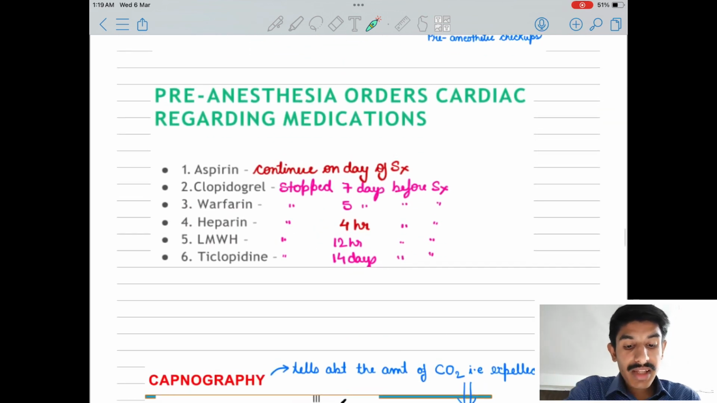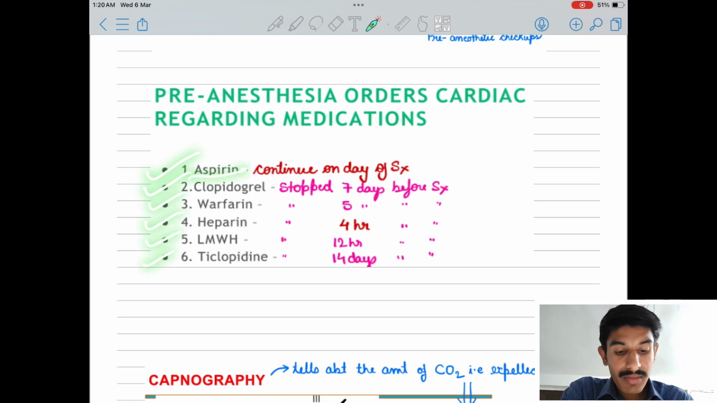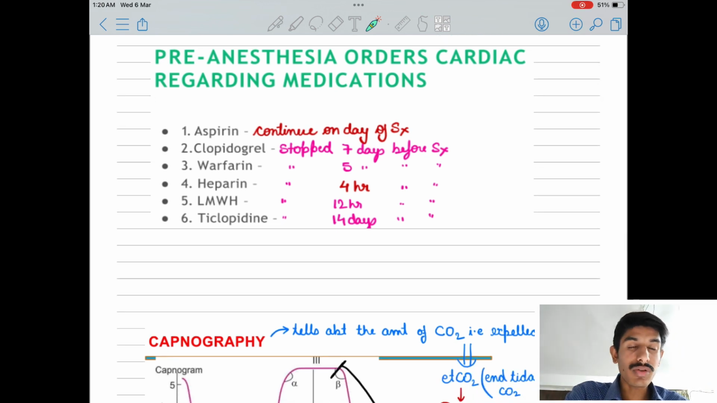Now this medication list you just remember, because every time there are questions on this: aspirin, clopidogrel, warfarin, heparin, low molecular weight heparin and ticlopidine. You have to just mug these up, because there is no alternative, and one question will always be there in the exam on which drug you should or should not take on the day of surgery or in anesthesia.